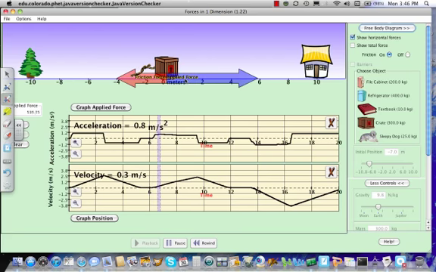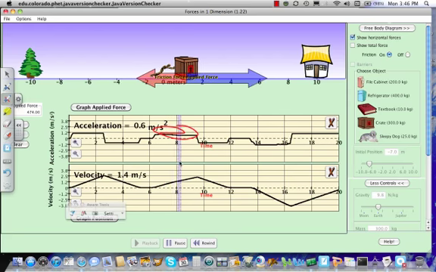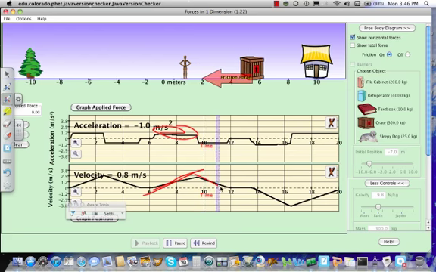I can again apply a big force right here, in which case the acceleration is positive, and the change in speed has a positive slope. But once I stop, the only force left is friction, and the slope of this curve is now negative because the acceleration is negative.